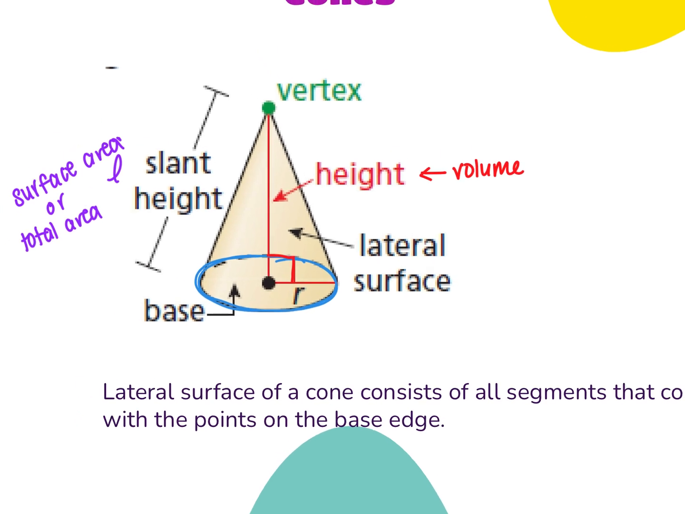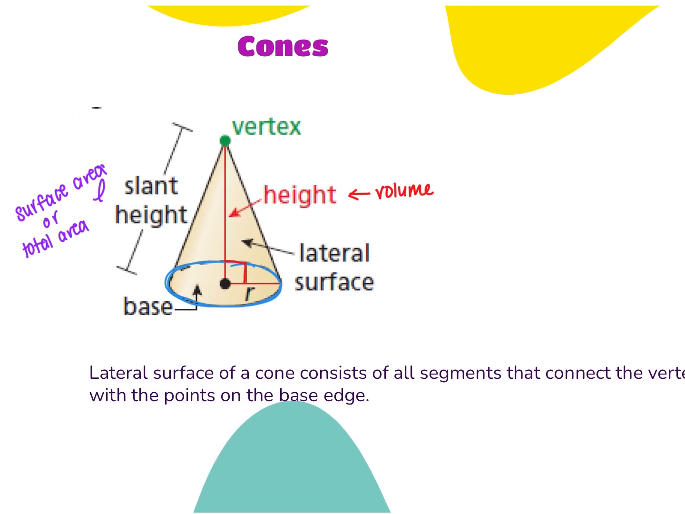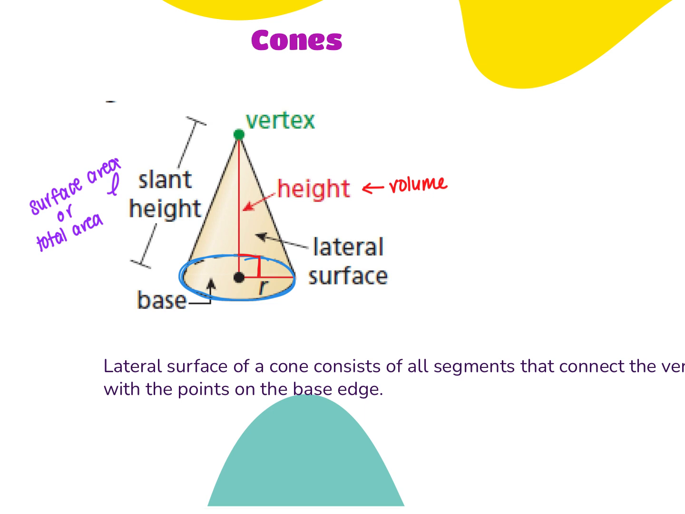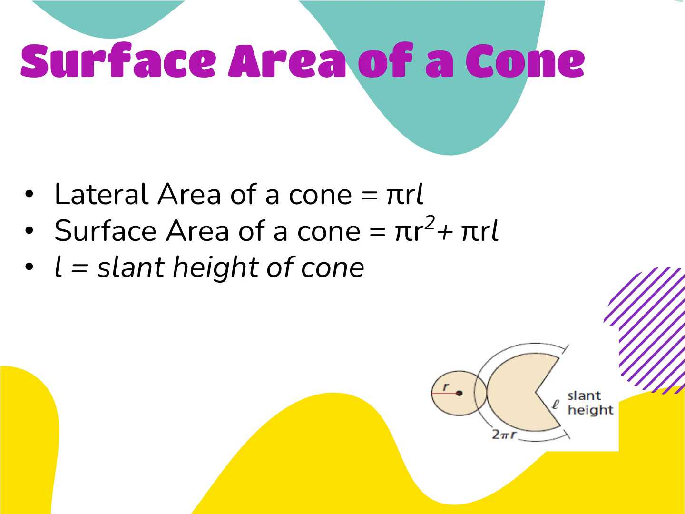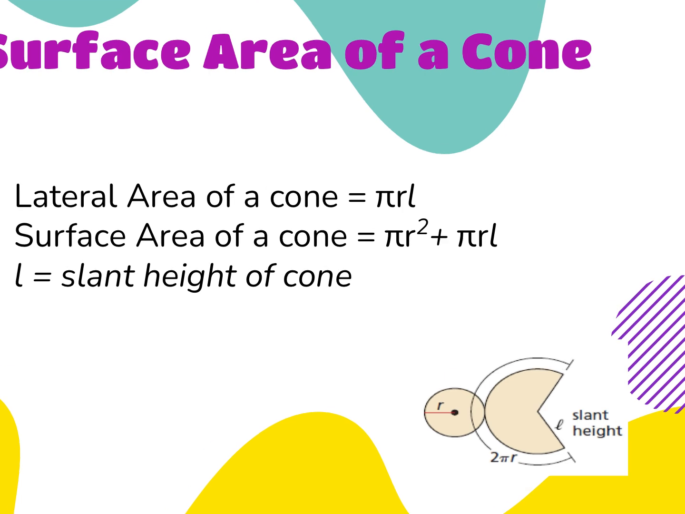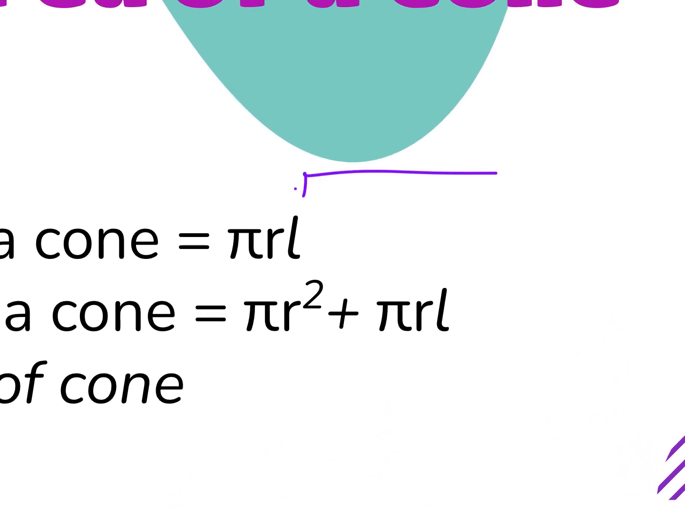All right, the lateral face of a cone consists of all segments that connect the vertex with a point on the base edge. So it's just the side. Looking at the next slide, this is a net image of a cone, as if it was flat. I opened it up and laid it flat on a table or something. That's my net image. So the lateral area of the cone, pay attention to this, is pi times my radius times my L. Remember what L stands for? L is going to stand for my slant height.